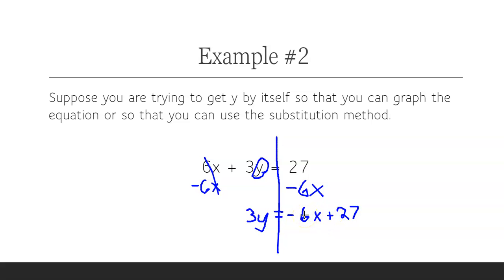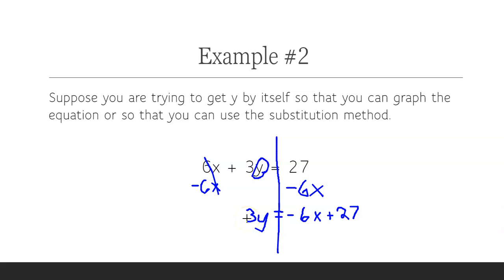I like to put my x term first because typically when we're working with linear equations, we want something with an x plus or minus our other number. We'll talk about that more when we talk about linear equations, but for now, it's just good practice. It is not wrong if you write 27 minus 6x. That's totally fine also. Okay, so with this y, we still have a 3 bothering it.